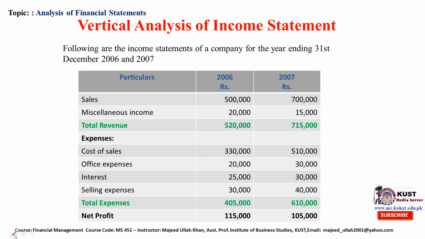We have been provided with sales of 500,000 and miscellaneous income of 20,000, while sales in 2007 are 700,000. Miscellaneous income decreases. Total revenue increases. Cost of goods sold increases in absolute terms. Office expenses increase in absolute terms. Interest increases in absolute terms. Selling expense increases in absolute terms. Total expenses increase in absolute terms. Our net profit has decreased.